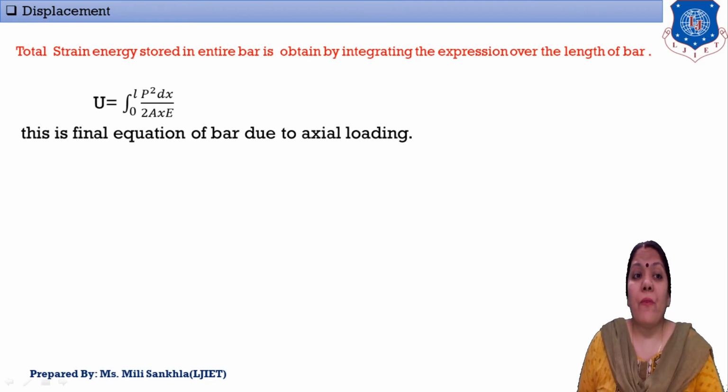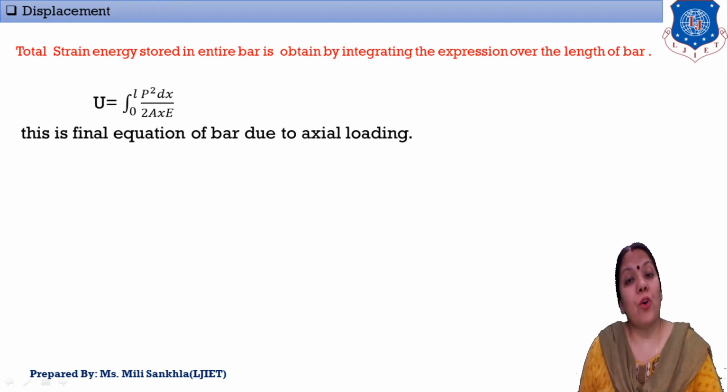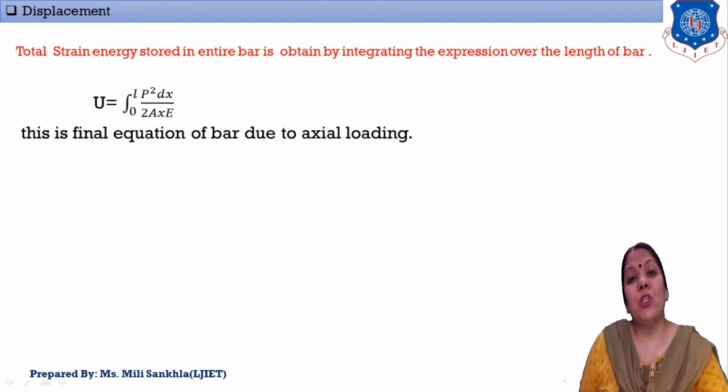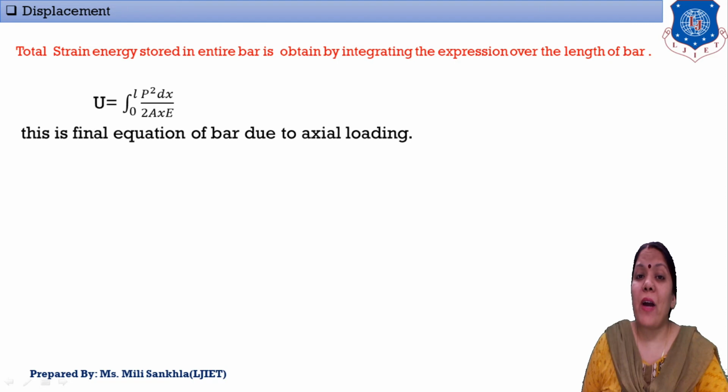Next, if we want to find the total strain energy stored in a bar, we want to find this equation. Simply we take a limit. If we want to find the strain energy of the total bar due to axial loading for Castigliano's theorem 1, then strain energy U is equal to the integral from 0 to L of P square dx over 2AxE. That means simply here we add limits 0 to L. This is our final equation for strain energy due to axial loading.